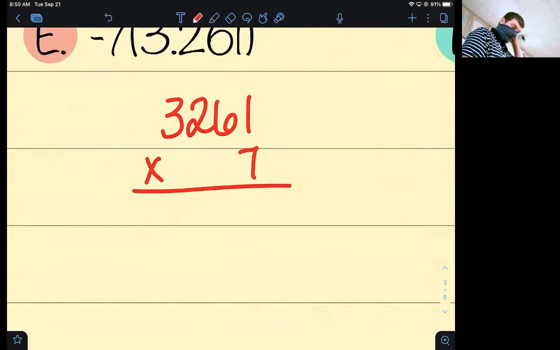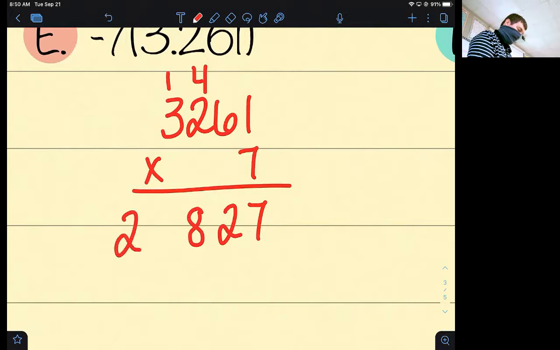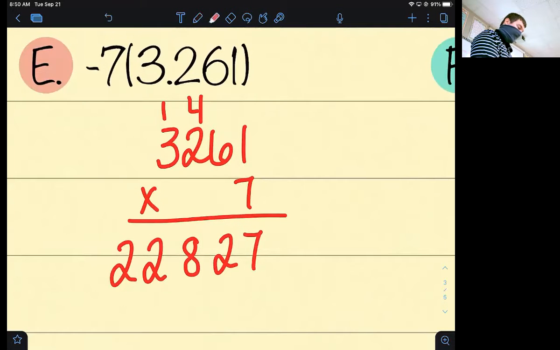What's 7 times 1? What's 7 times 6? 7 times 2? 14 plus 4? 7 times 3? Plus 1. Okay. If it were 3,261 times 7, that'd be my answer. But it was 3.261, so I'm going to take the decimal point and move it over how many times? 3. That's going to put it right there. Is my answer positive or negative? Negative 22.827.